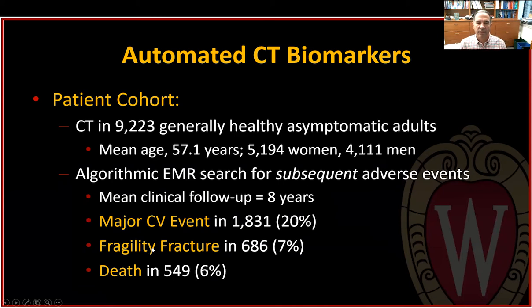And we constructed an algorithmic search of Epic, our EMR system, to find all major cardiovascular events. And by that, I would mean an MI, heart attack, CVA or stroke, CHF, or death. Fragility fractures are defined as major osteoporotic fractures that occur without a high impact trauma. That would include things like a hip fracture, spine fracture, distal forearm, and proximal humerus as the definition. And of course, those that died in the follow-up was another important outcome.